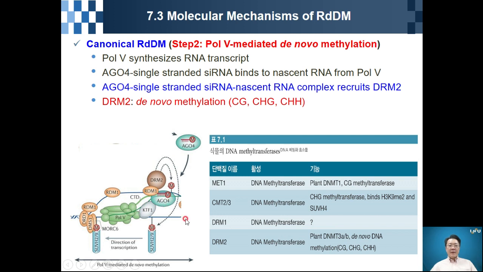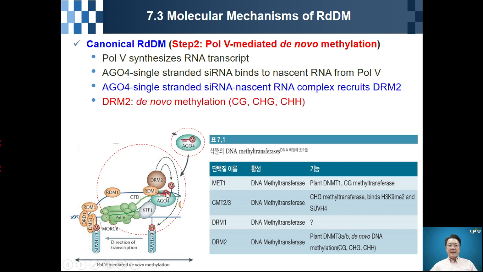Okay, after that, AGO4 with a single-stranded siRNA binds to the nascent RNA. Nascent RNA means the newly synthesized RNA transcript. So AGO4 with single-stranded siRNA binds to nascent RNA from polymerase 5.